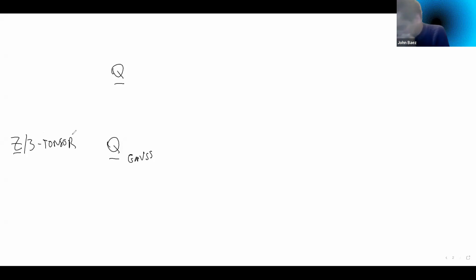So I've been experimenting with the Gaussian rationals. This is one of the examples that I'm really interested in: Z mod 3 torsors, or abelian cubic extensions, over the Gaussian rationals. I will be comparing this to some examples that I did with Z mod 3 torsors over the ordinary rationals.